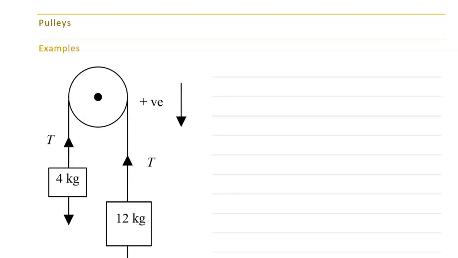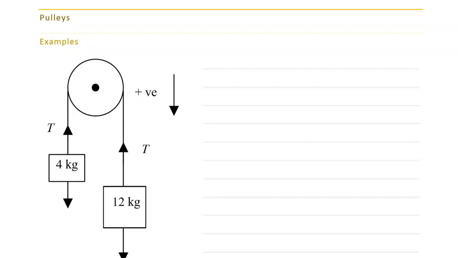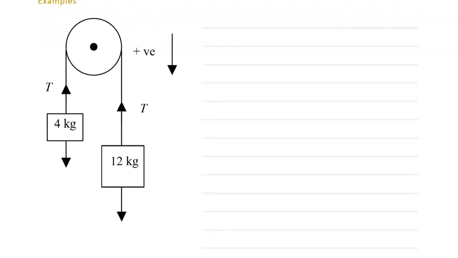Pulleys are another example of our connected masses, and you often have a really good sense of how these work without thinking about the physics. So here's an example. This is sometimes also called an Atwood machine, so just be aware of that if you see it. Okay, so in this example, we've got a 12 kilogram mass and a 4 kilogram mass.